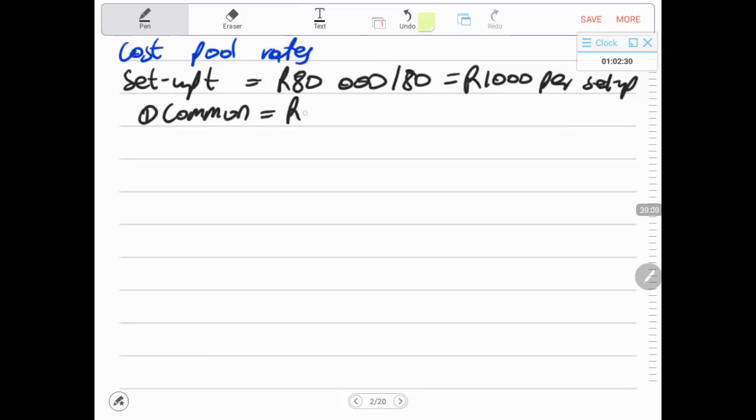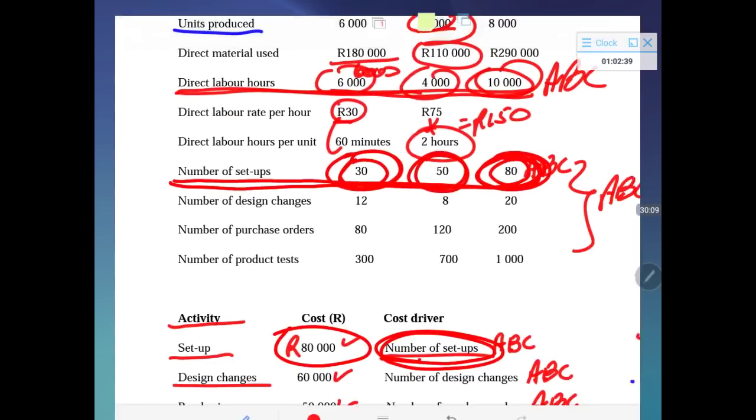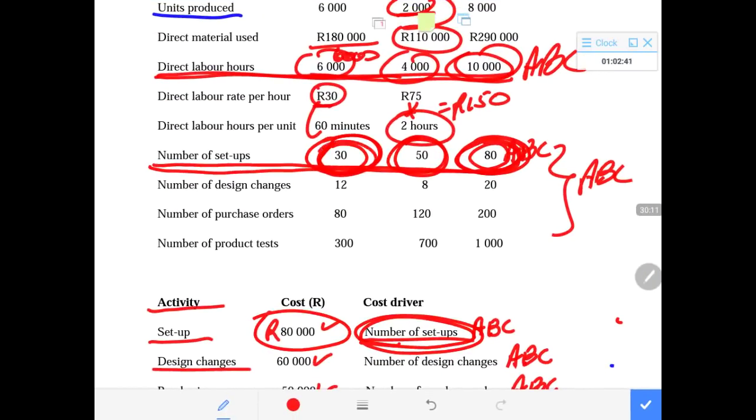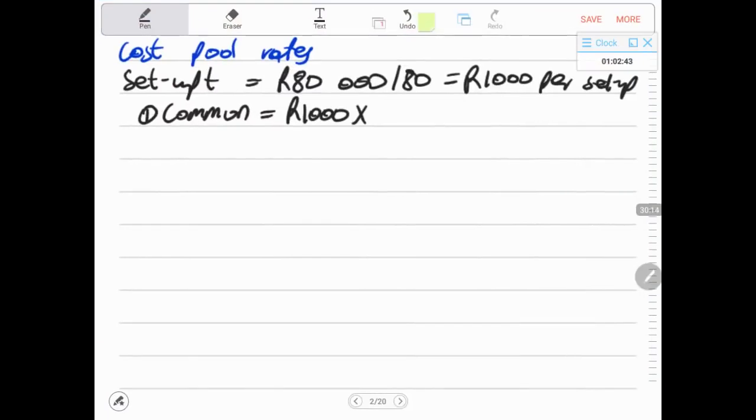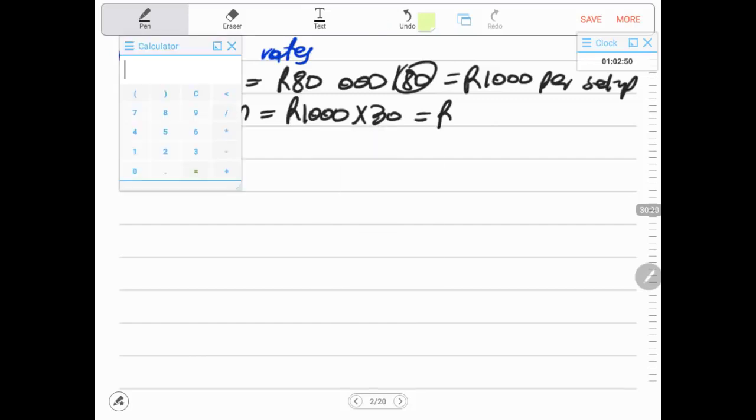And now how do I allocate to common? I will say 1000, which is 1000 per setup, and I say how many setups do I have for product common? Setups for product common, it is 30. Then I multiply this by 30. Remember, 30 is inside that 80. I multiply by 30, then it will give me the cost of the setup for product common. Then I have 1000 times 30. It gives me 30,000. This is the total overhead.